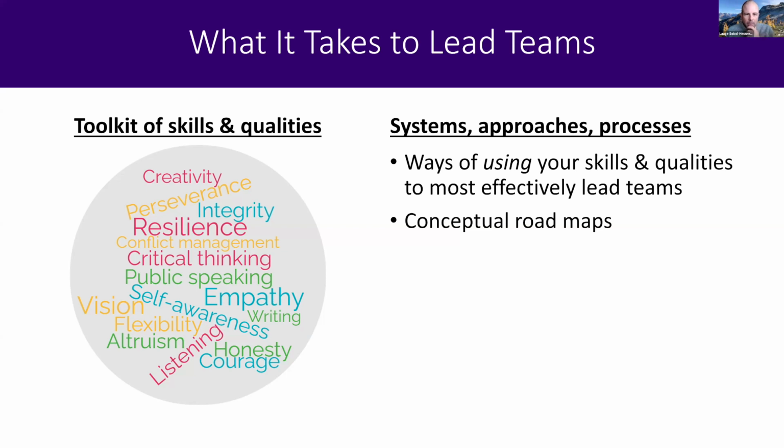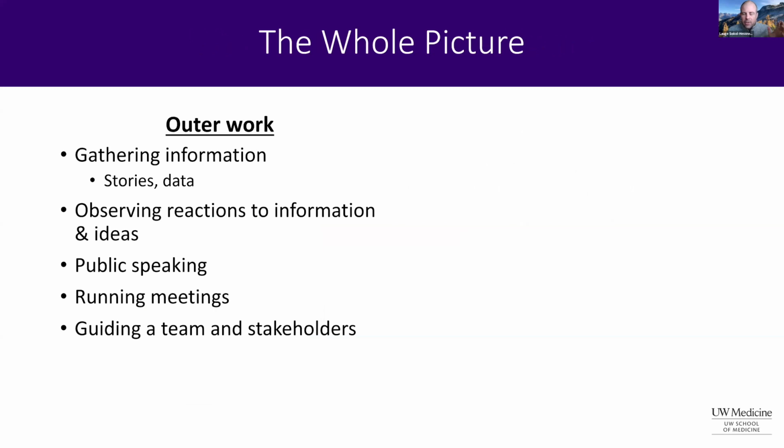Another way to think about team leadership is thinking about the types of work that you're doing. I like to think about this as outer work and inner work. Outer work is the work of leadership that is often really visible because it's external, right? We are going out and talking to people, we're gathering their stories, we're gathering data, we're observing how people react when we share information or ideas with them.